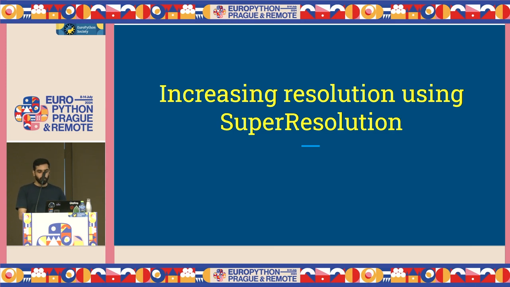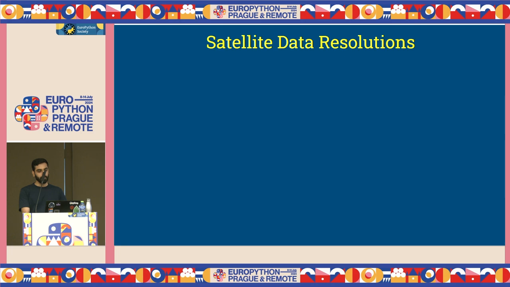Now this was for vision language models. Now let's see how we can increase the resolution of these images with the help of a super resolution model. So what do we mean by the resolution of an image? It's just the amount of information inside an image. It can be the number of pixels, the number of channels, or the amount of value inside the pixel.